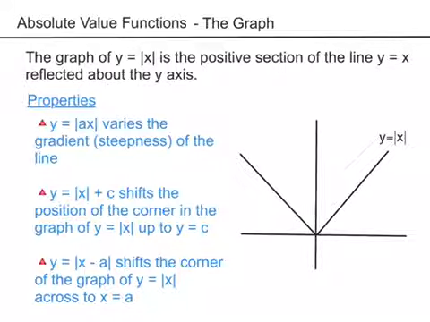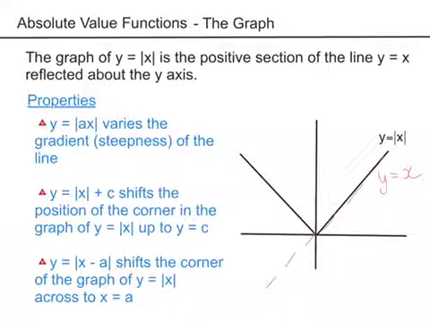Now let's consider the graph of an absolute value function. Any absolute value function looks similar to its original function, but only includes the positive section of the graph. The most basic absolute value function is the graph shown here of y equals the absolute value of x. The graph holds similar properties to its original function, which is the line y equals x, which we know has a gradient of 1 and an x and y intercept of 0.